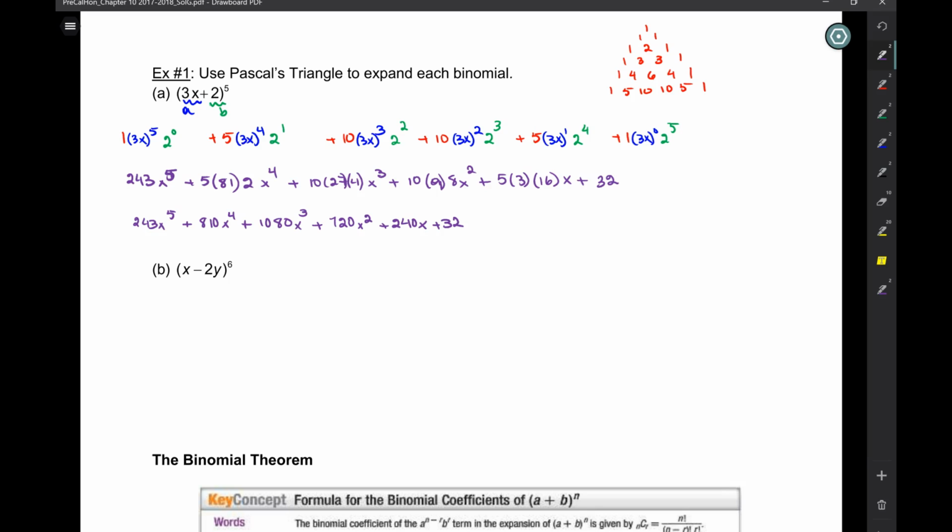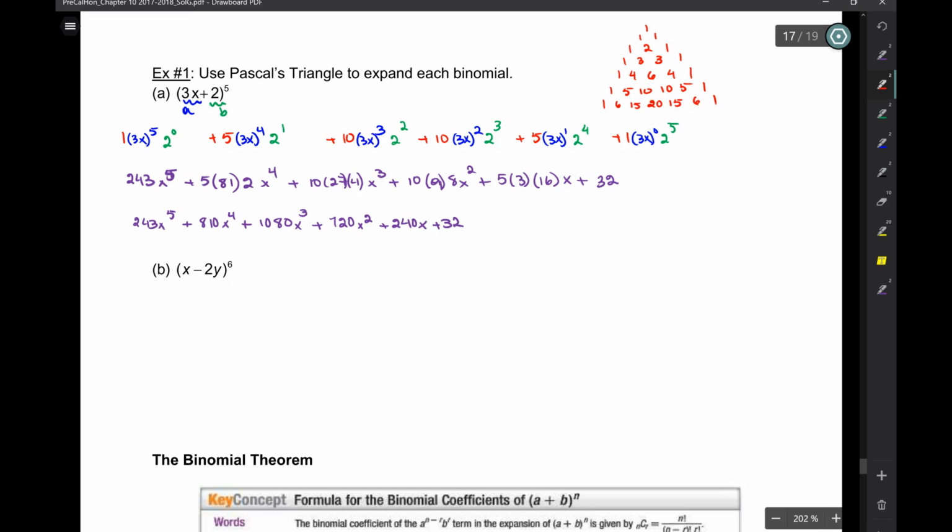And then, obviously, this one, I went very, very slowly. Lots and lots of steps. But you don't have to do them in components like I did this one. So let's do the next one, not necessarily quickly, but more swiftly, more efficiently. All right, so the next one is x minus 2y to the power of 6. In my triangle here, I go up to n equals 5. So one more step will give me 6.